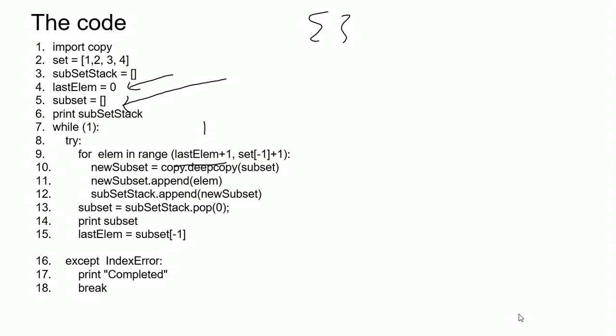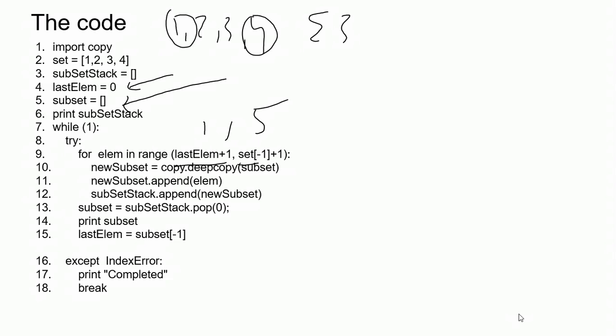Set of minus 1 plus 1. Set of minus 1 is the last element of the set, which is 4. 4 plus 1 is 5. So I iterate from 1 to 5. Iterating from 1 to 5 means the element will take a value in each iteration: 1, 2, 3, 4. In the first iteration it will take 1, and in the last iteration it will take the value of 4.